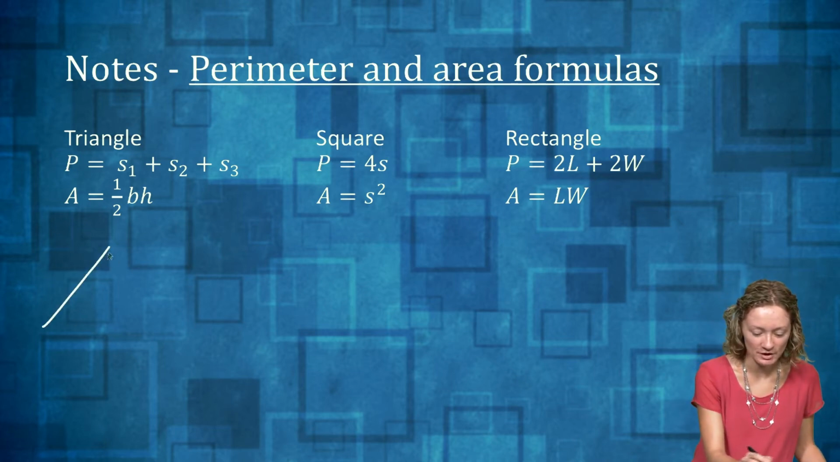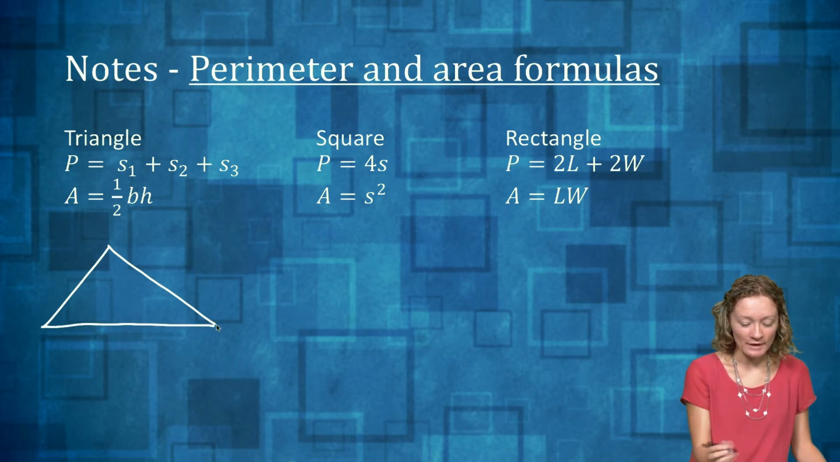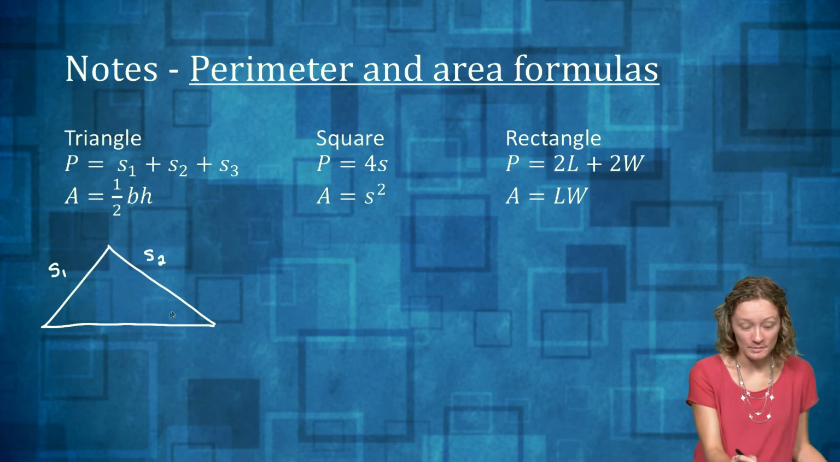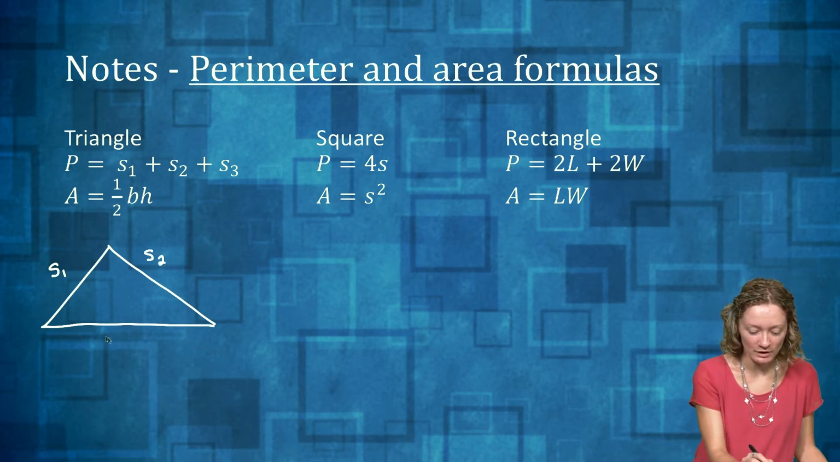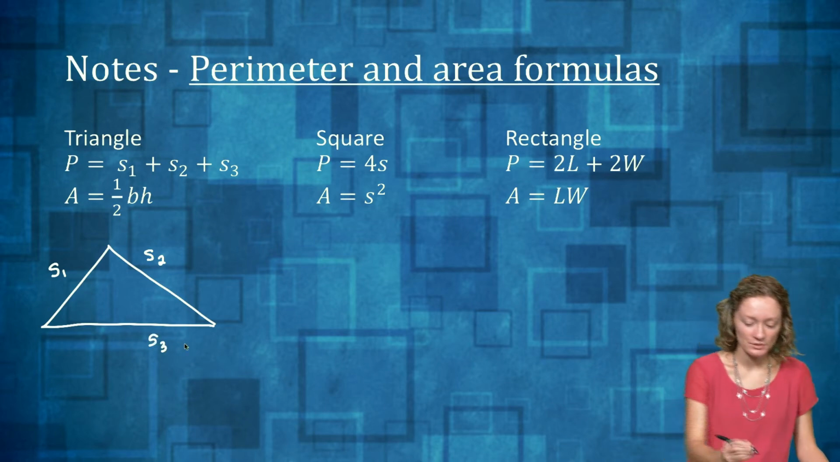So let's draw the picture and identify all those different pieces. Triangles can look lots of different ways. As long as it's 3 pieces coming together to create a closed figure, you have a triangle. Side 1, side 2, side 3.